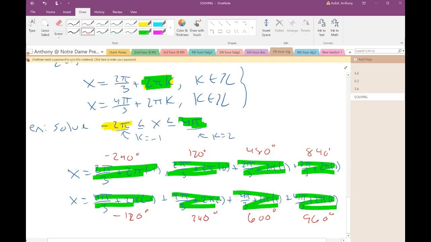Notice that all these angles are coterminal, right? So it's basically the same thing as asking for all the answers between -360 and positive 360, so times 4 is 1240.